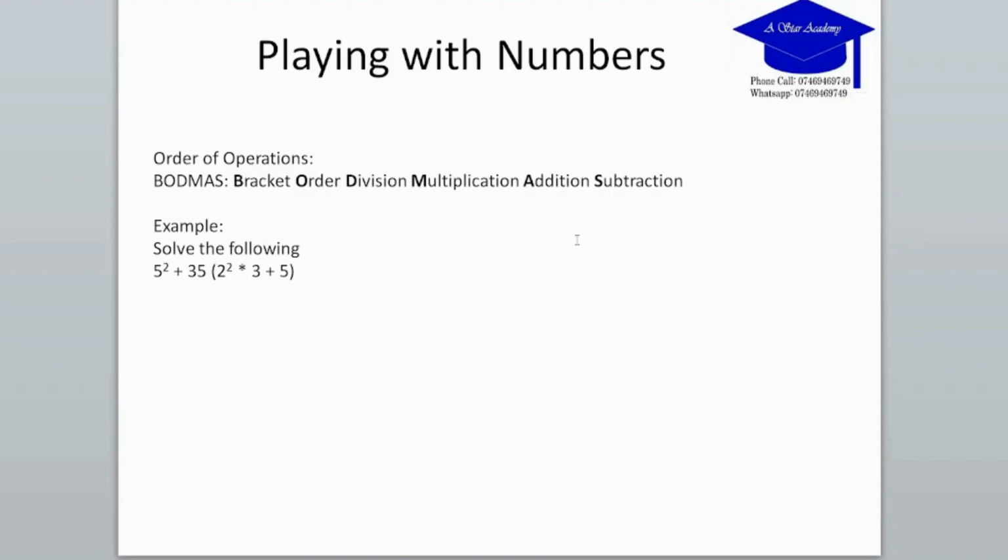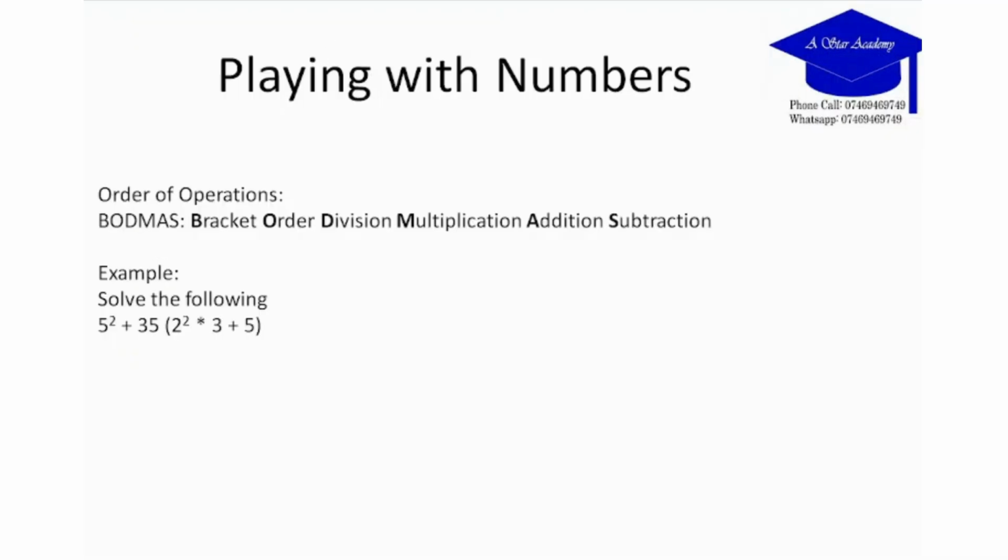First of all, we need to solve whatever is inside the bracket, and then we need to solve the power order, which means square or square root or whatever be the power of the number. Then we go on to division and multiplication, and finally we do addition and subtraction. So if we solve this equation, what do we want to do first? Here we have 5 square plus 35. In bracket we have 2 square multiplied by 3 plus 5.